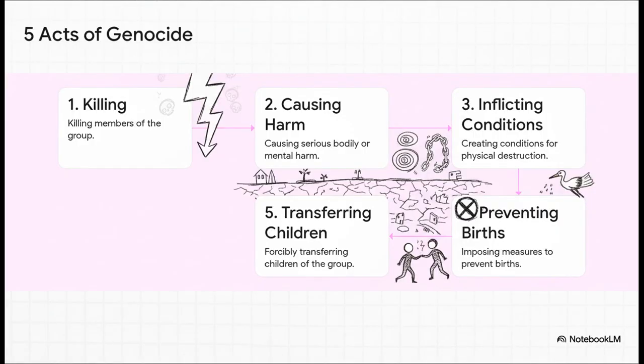So here they are, the 5 distinct acts that can legally be called genocide. The first one is what we all expect, killing members of the group. But just look at the other 4. Causing serious bodily or mental harm, deliberately creating unlivable conditions to destroy the group, preventing births, and forcibly taking children away from their families. Now here is the most critical part. It doesn't have to be all 5. Just one of these acts, if it's done with the intent to destroy a group, legally counts as genocide.